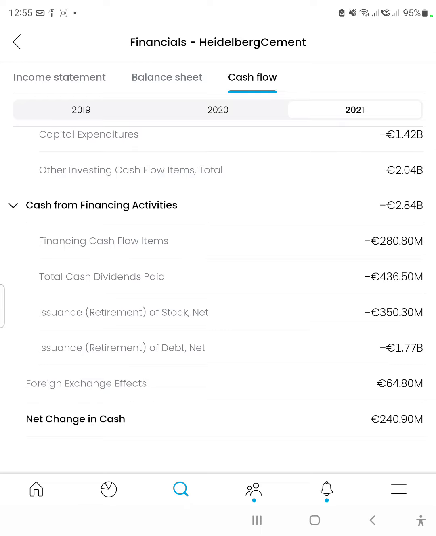And lastly, the net change in cash. So the amount of cash that the company has on its balance sheet, in its books, is 240 million euros. And let's just check how that compares with 2020, which was 671.8 million euros negative, and 2019, which was 957 million euros positive.